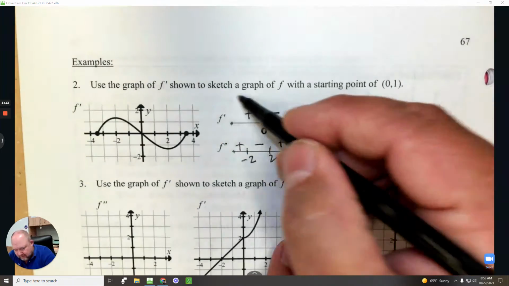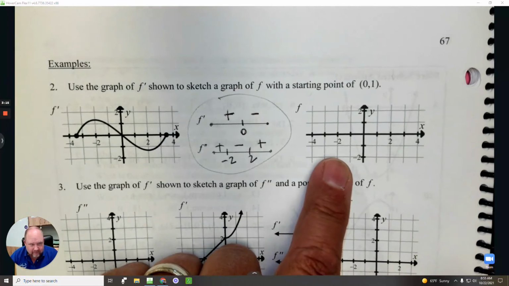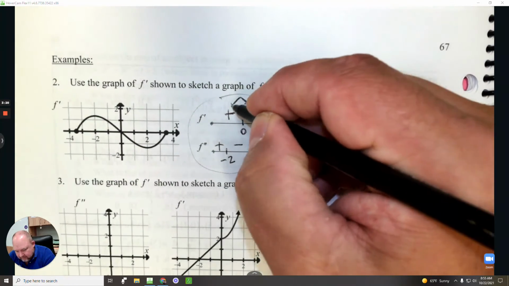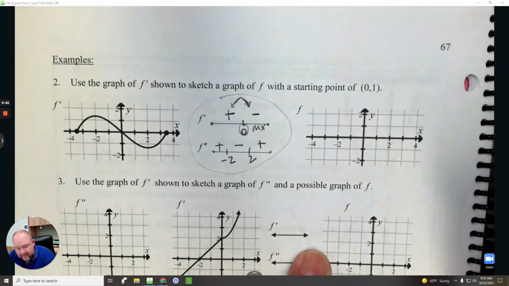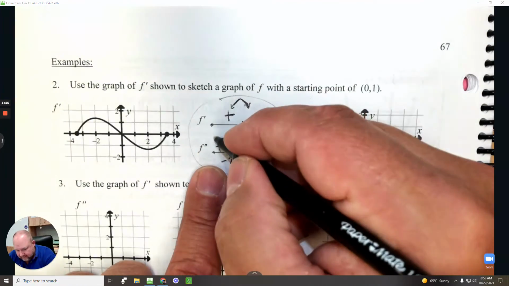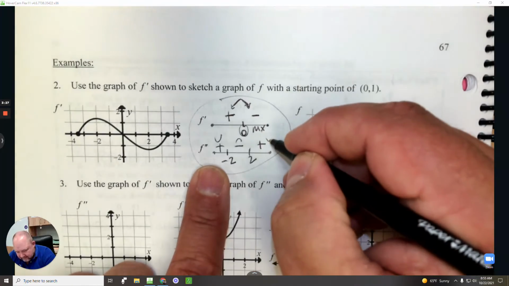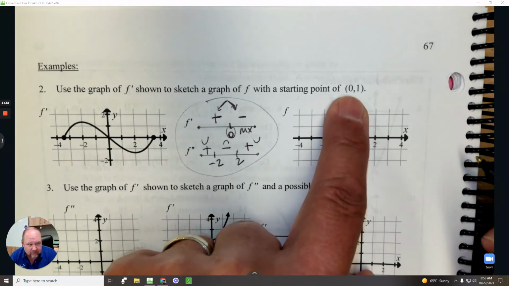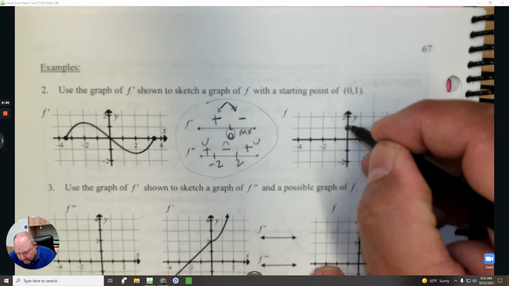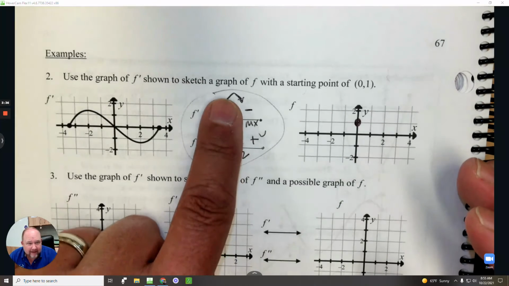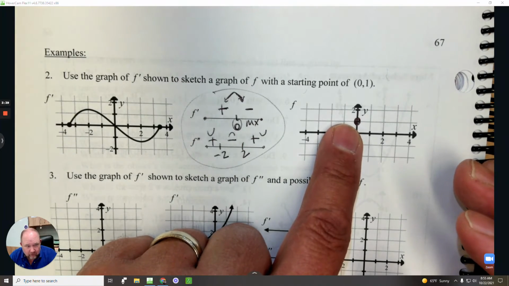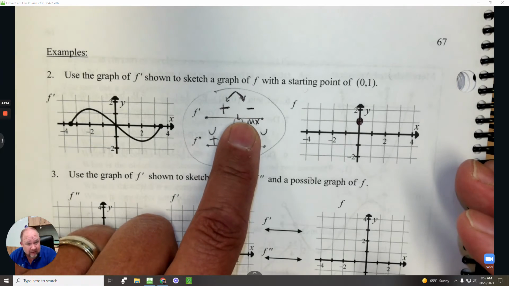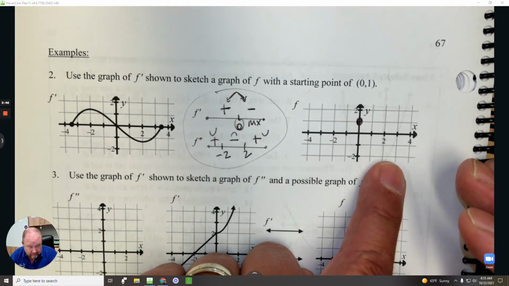Then how do I transfer this information to the function? So I know it increases and then it decreases, which means at 0 we have a maximum. I know it's concave up, concave down, and then concave up. And I want to put that information on this graph. So our starting point is at 0, 1. At 0 we have a maximum, so that is going to be a local maximum. It's going to increase up to 0 and then go down from 0.